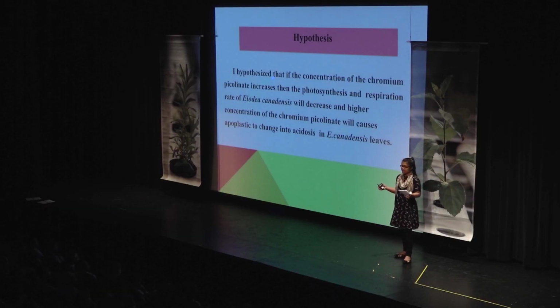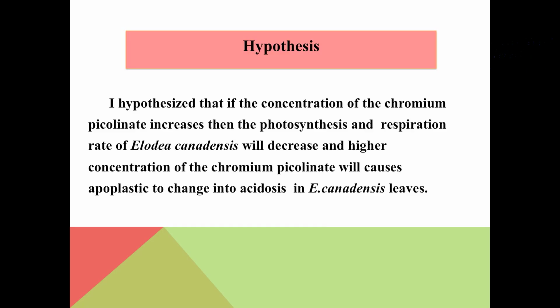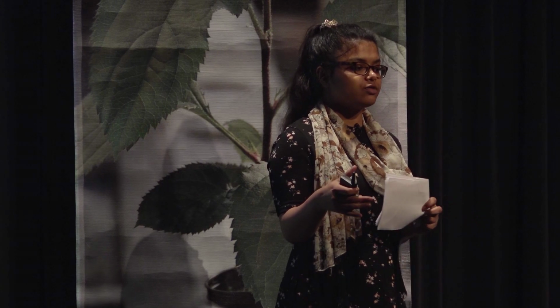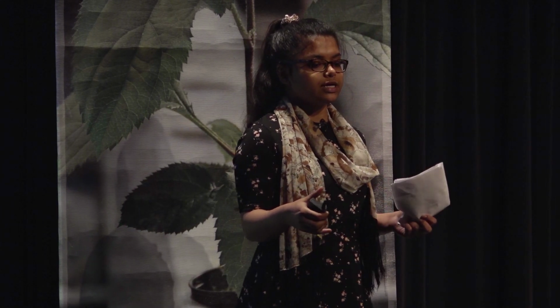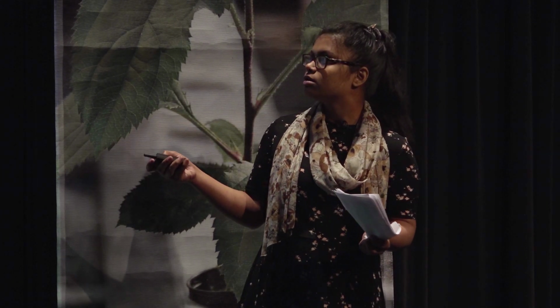In my experiment, I hypothesized that if the concentration of chromium picolinate increases, then the photosynthesis and respiration rate of Elodea densa will decrease, and a higher concentration of chromium picolinate will cause the apoplast, which is the space outside of the plasma membrane, to turn acidic in Elodea densa leaves.